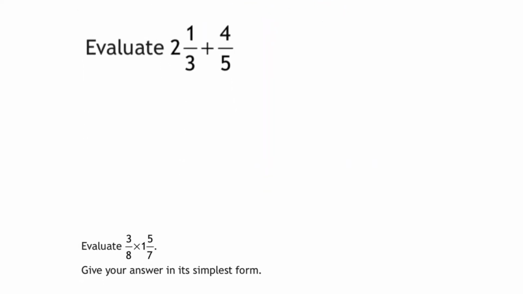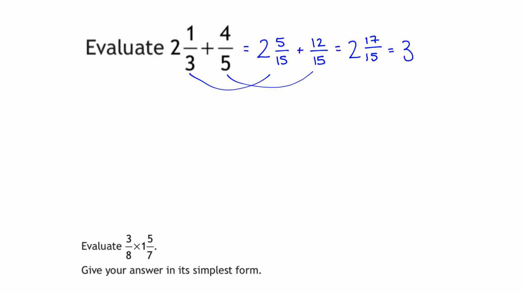Okay, next one, another add. So 2 1/3 add 4/5. So we're going to keep the whole number, and then we're going to make a common denominator. So that's going to be 15. So 3 times 5 is 15. So 1 times 5 is 5. 5 times 3 is 15. 4 times 3 is 12. So altogether there, we've got 2 whole ones and 17 15ths. In other words, we've got 3 whole ones and 2 15ths. Because the 17 over 15, that's 1 whole one with 2 15ths left over.